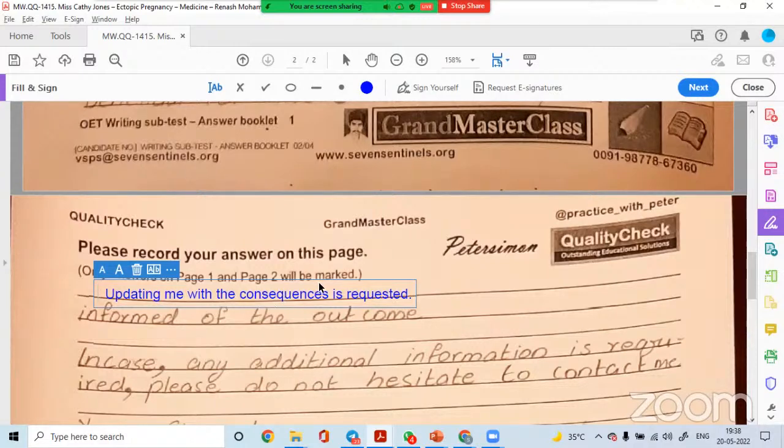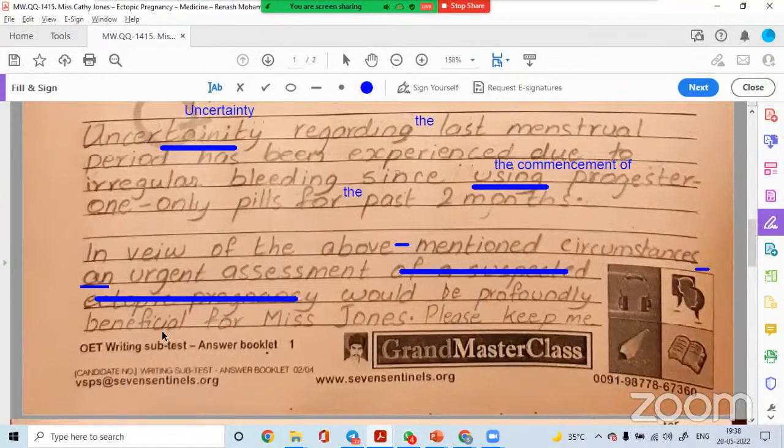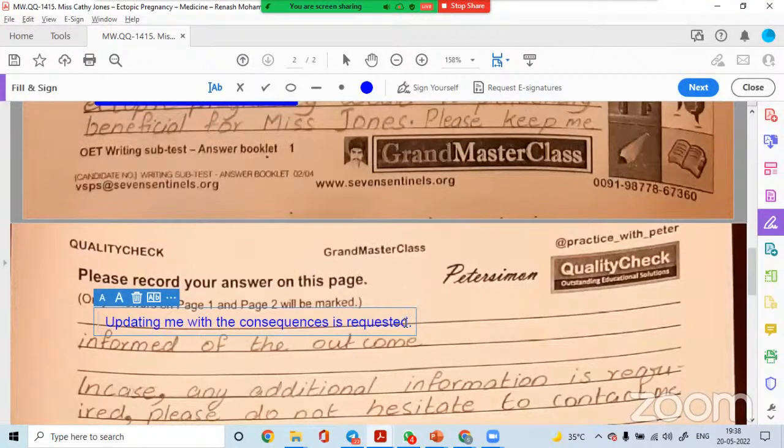That already we have written, highly appreciated, profoundly beneficial. Okay, highly appreciated, no need to appreciate. Why should we appreciate? Okay, if you want to write, you can write like that. But why should we appreciate a government official, or a person who is doing his duty? We need not appreciate a person who is doing his duty. He is not going out of line; it is his responsibility and he is doing it. So no need to appreciate the person. The person is not important. The doctor is not important here. The patient is important. Okay. Updating me with the consequences.